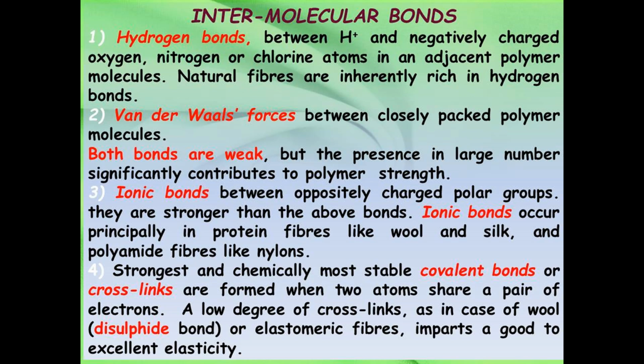to polymer strength. Third, ionic bond. These occur between oppositely charged polar groups. These groups are stronger than the above bonds. Ionic bonds occur principally in protein fibers like wool and silk and polyamide fibers like nylon. Strongest and chemically most stable bond is covalent bond or cross-links. These are formed when two atoms share a pair of electrons. A low degree of cross-links, as in case of wool disulfide bond or elastomeric fiber, imparts a good to excellent elasticity.